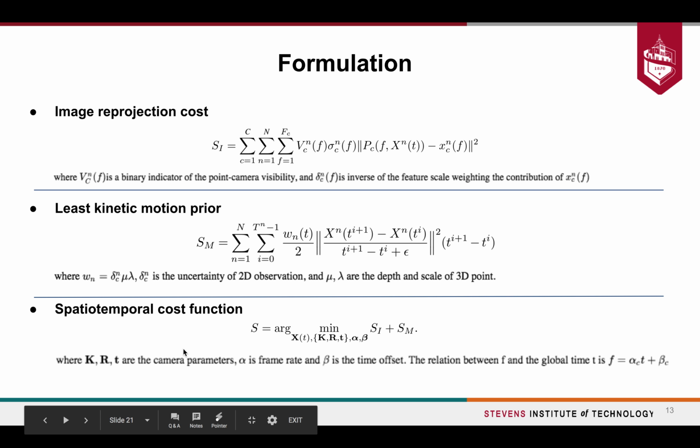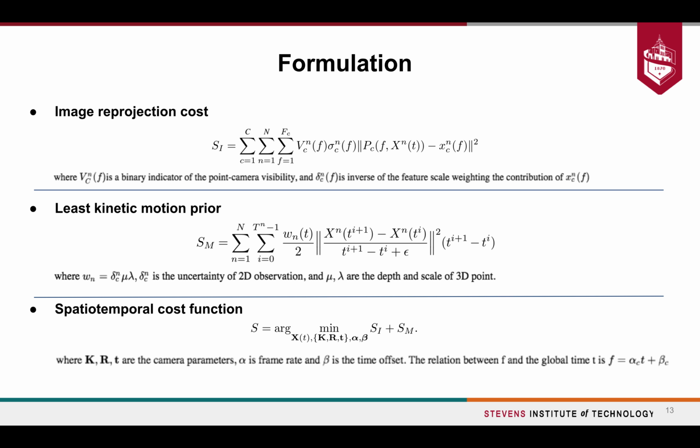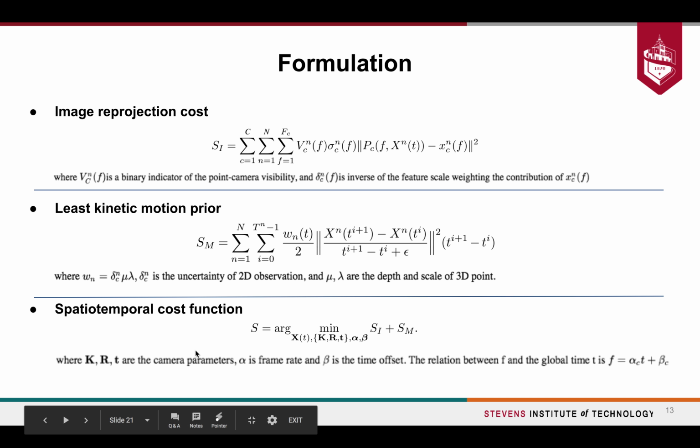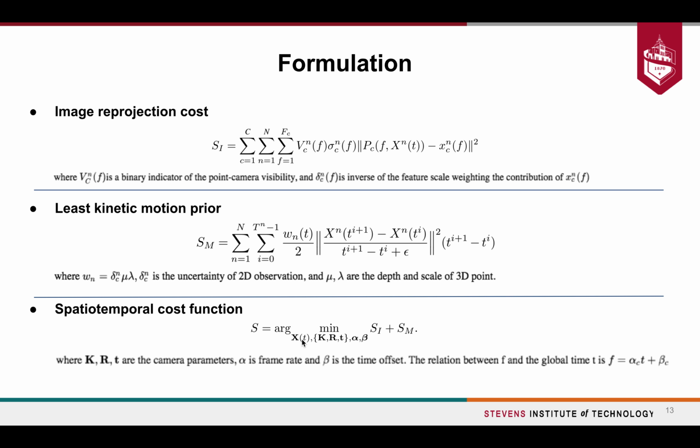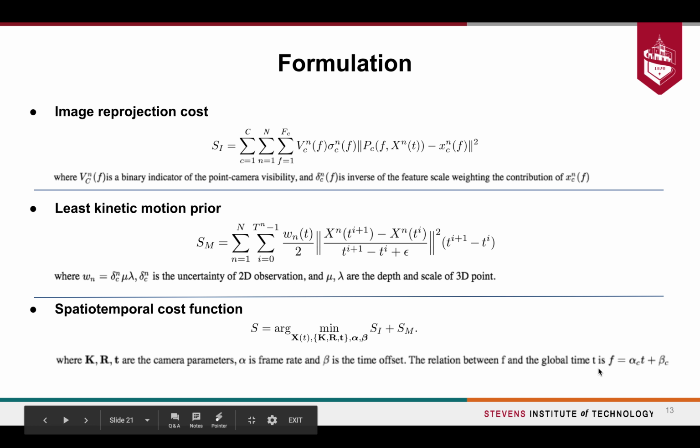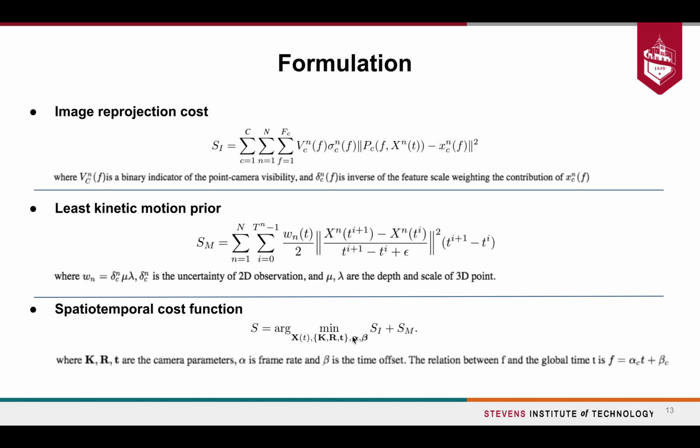And finally, he combined these two functions, trying to minimize them both, where the cost function will depend on the 3D points, the camera parameters, and the time offset between cameras. And there is the relationship between the time offset and the frame rate, and the frames are here. Actually, this is the frame rate, which is known.